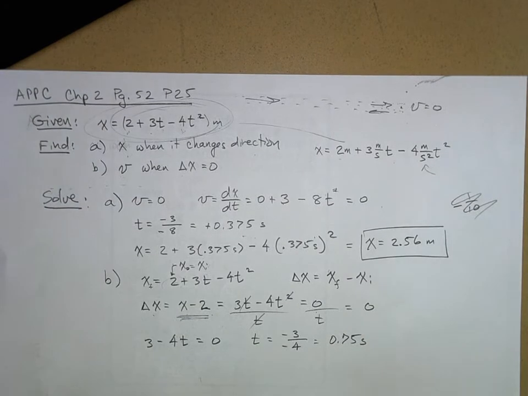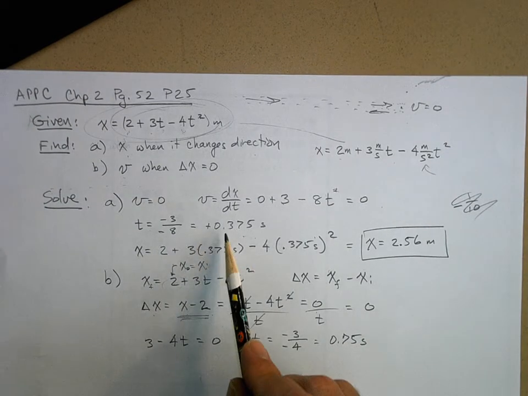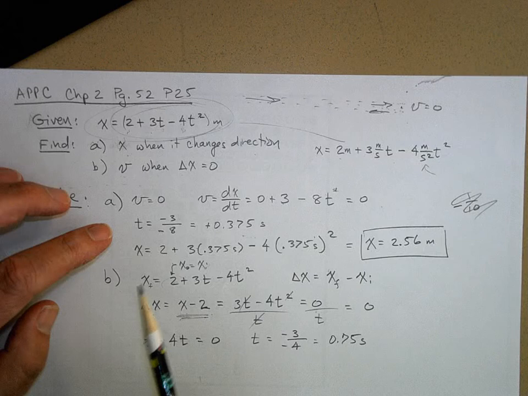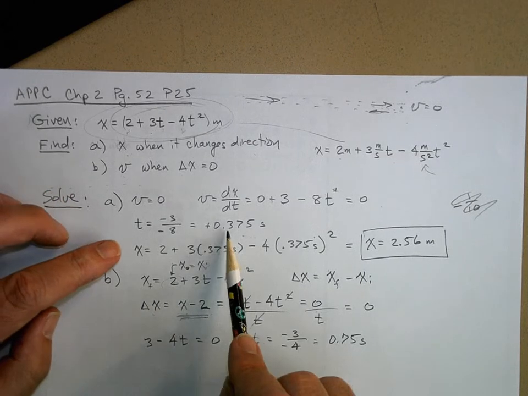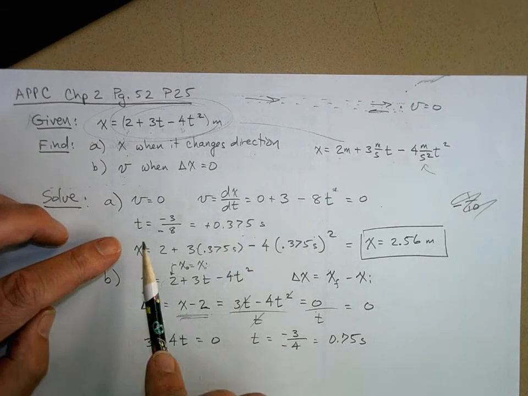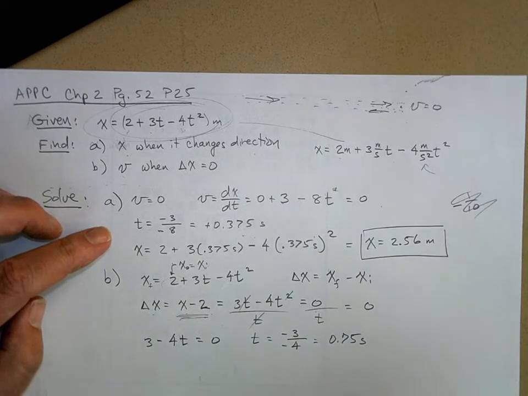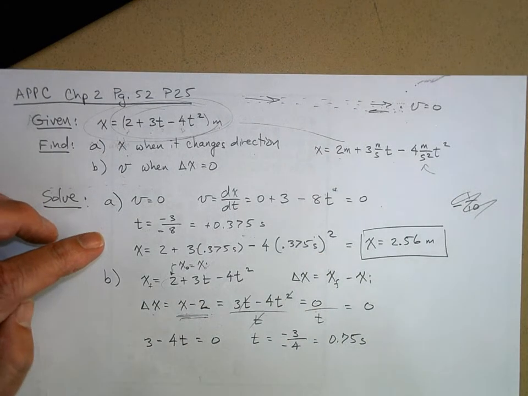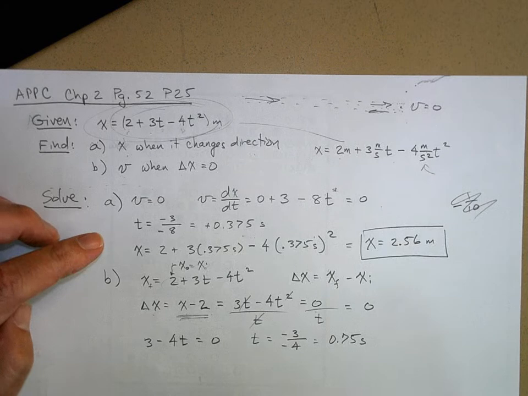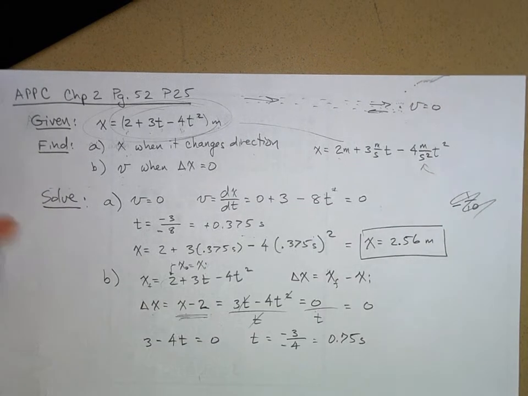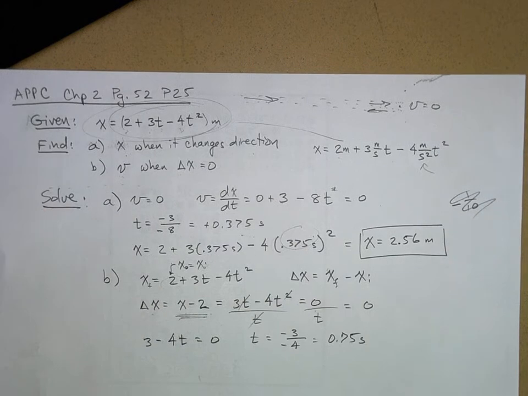Now we did that the sledgehammer way. There's a more subtle way of doing it. Look what we got here. It took 0.375 seconds to change directions. So it's going to take 0.375 seconds to get back to where we started. So what's 0.375 plus 0.375 seconds? If you just doubled the time we got in part A, you get 0.75. Isn't that kind of cool?